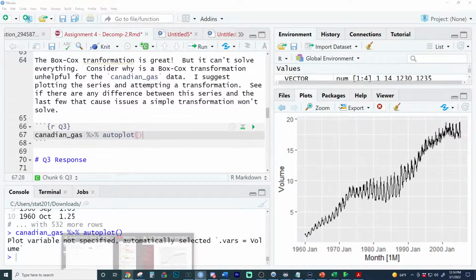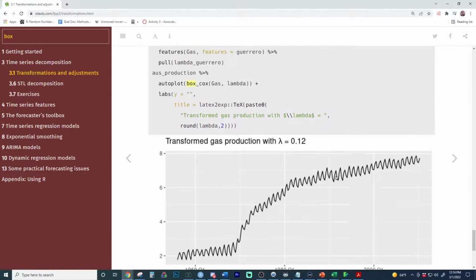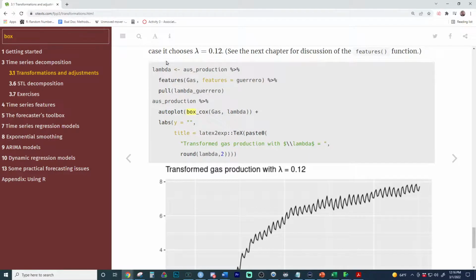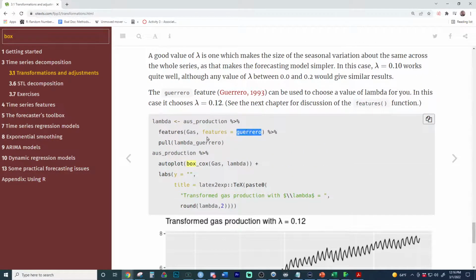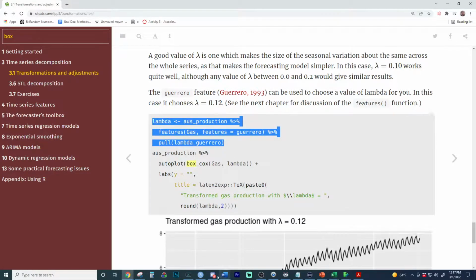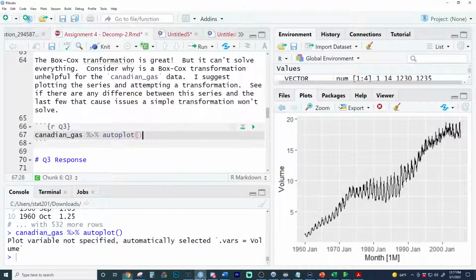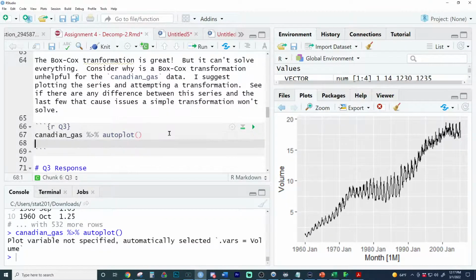So the way we do the transformation, we're going to use the FPP3 methods. So he's going right here, doing the transformation. This one selects the transformation, the features Guerrero, and he's choosing the lambda based on that. So he's pulling the Guerrero right there. So he's just storing his lambda. Well, we can do the same methods and see what it suggests. So we are literally going to have it suggest for us the value.